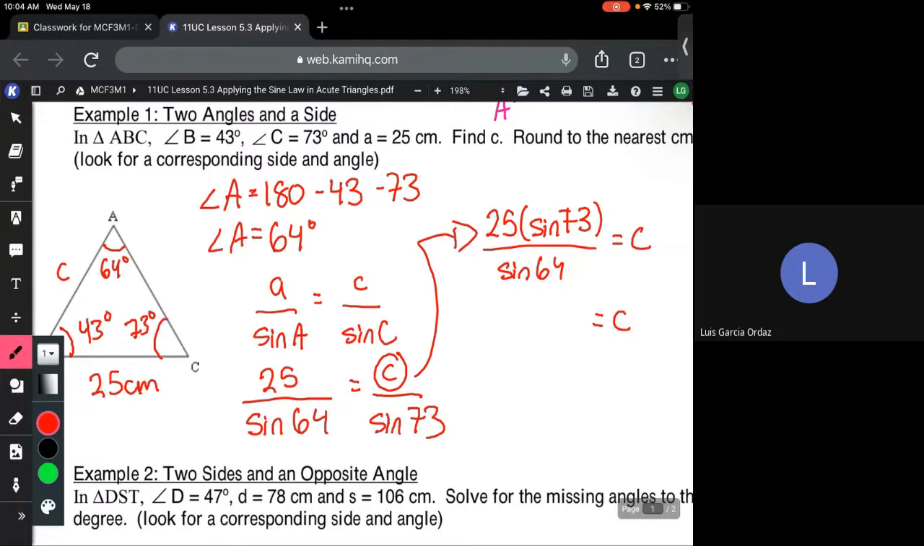I got an answer. I don't think it's right though. Olivia, what did you get? I got 26. You got 27? Okay, 27. Cool. So the answer is C is equal to 27 centimeters.